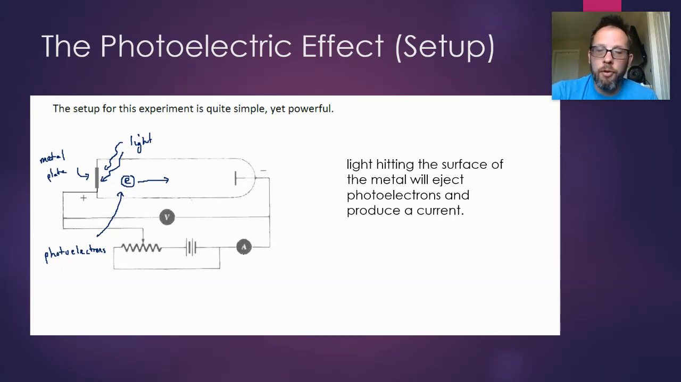In this device, you can measure the current. If the free electrons are created with some kinetic energy, there's a moving charge, so they're going to create a current. And you also have an adjustable voltage. You can see right now we have electrons being emitted from a positive plate and going to a negative one.